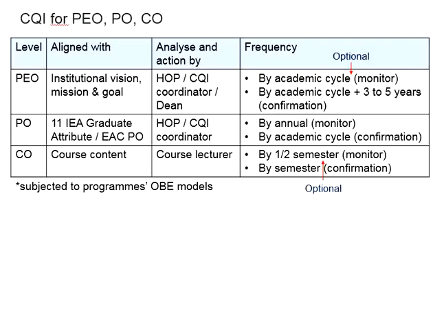And then when it comes to the major CQI, probably you don't have to go for every year. A major review can be done every academic cycle to show that you are also doing CQI at the PEO levels.